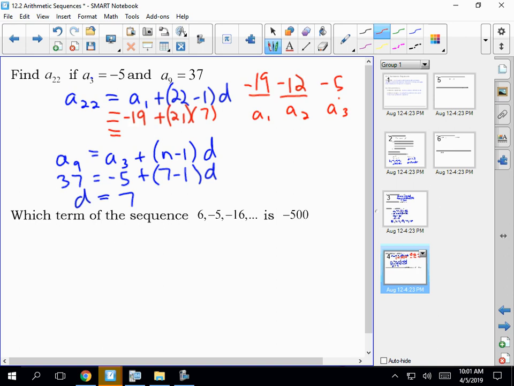This is one way to do it. What do you get? How did you find a sub 1? A sub 3 was negative 5. If I know the difference is 7 here, let's see, am I going the right way? Yeah, adding 7 each time. So then I'm just going to subtract 7 back twice. So subtracting 7 once will give me a sub 2. Subtracting 7 from that will give me a sub 1. So what do you get for a sub 22? What is it?